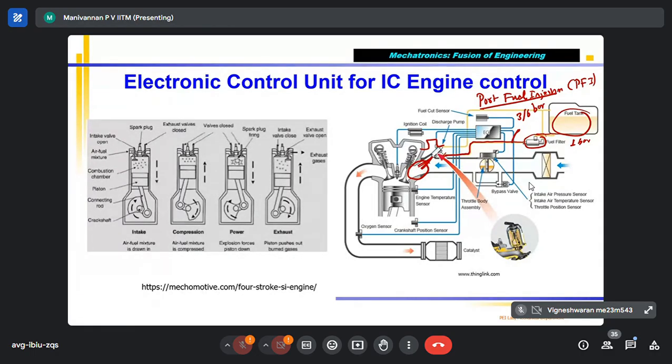We have another type of fuel injection system, which is called gasoline direct injection, GDI engine. In a GDI engine, the injector will not be placed here. Instead, like a diesel engine, fuel will be injected inside the combustion chamber. So that is called the gasoline direct injection system. It is similar to the diesel engine fuel injection system. Right now we are not going to talk about that.